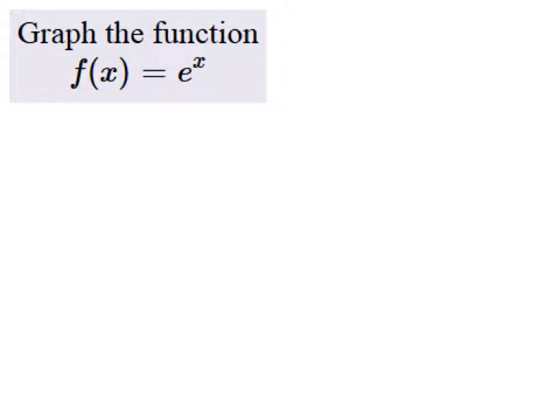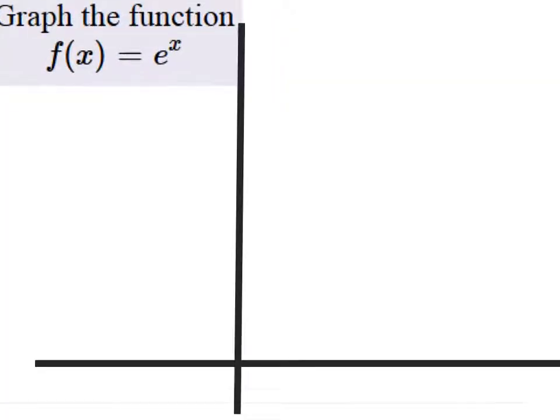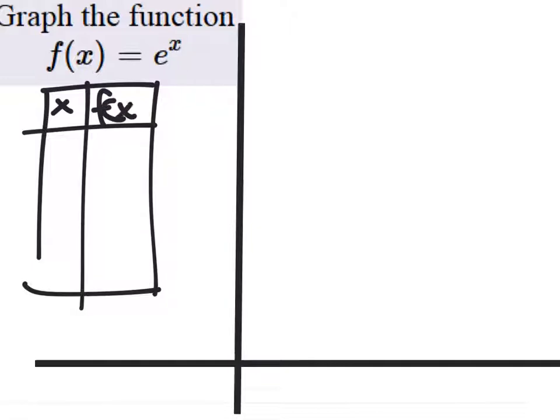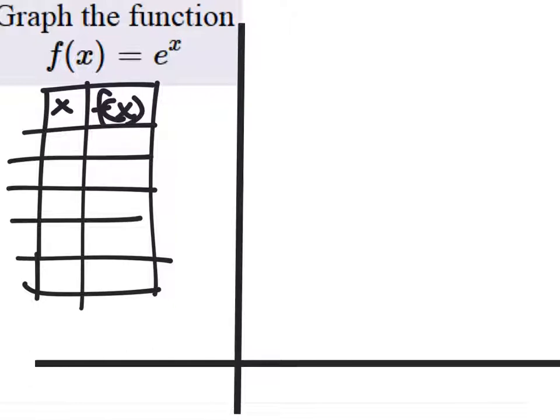Well, I guess we'll need some axes. All right, so here are the axes, and we're going to need a table on this one. We have an x and f of x, and if we have the five basic values that we usually find, we should be good. So when x is 0, 1, and 2, negative 1 and negative 2, it should tell us enough about the graph to know what it should look like.